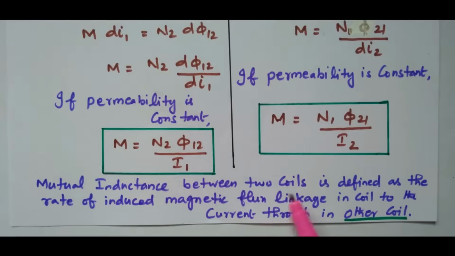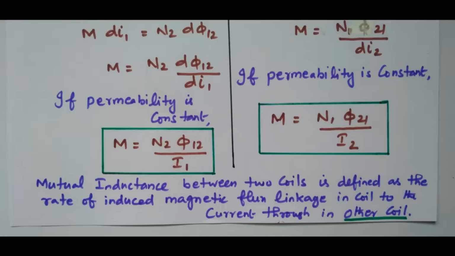Mutual inductance between two coils is defined as the ratio of induced magnetic flux linkage in one coil to the current through the other coil. Right? So N1 goes with I2 here. Here N2 goes with I1. So that is the important thing. In self inductance, both are the same, only one coil. In mutual inductance, it is magnetic flux linkage in one coil and current flowing through the other coil. Right? Now we got two expressions for mutual inductance.